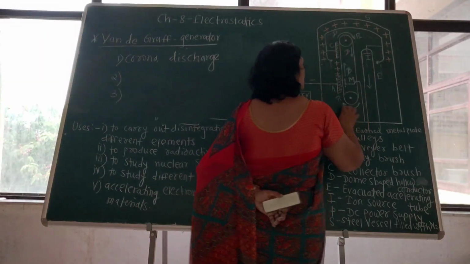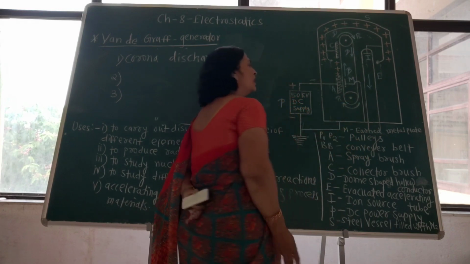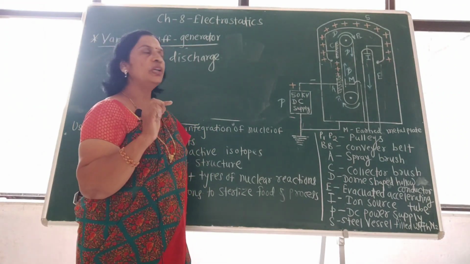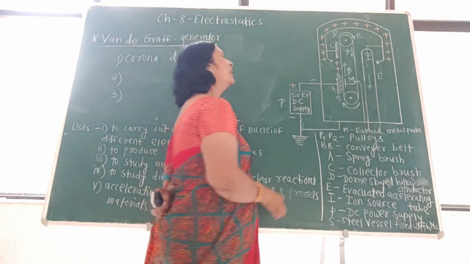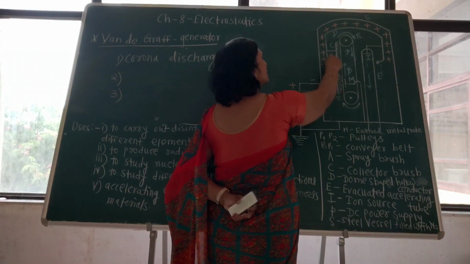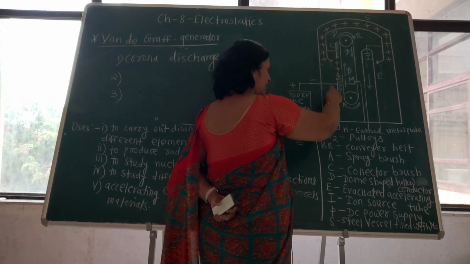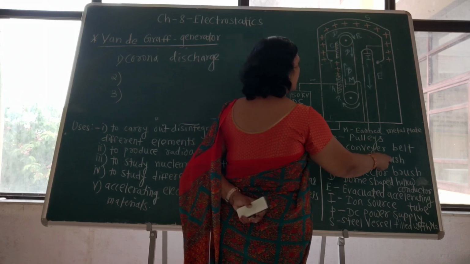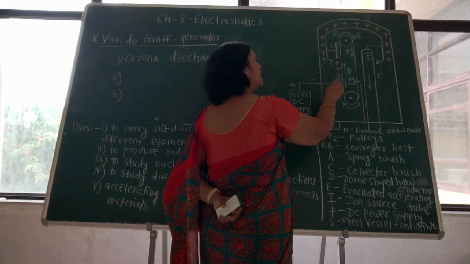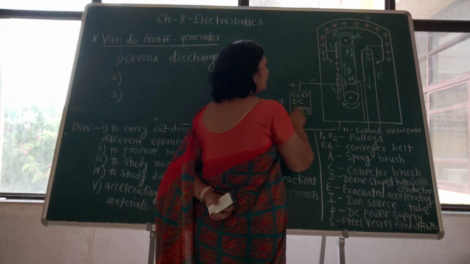This belt passes over these two pulleys, and the pulleys are started with the help of a motor, which is not shown in the figure. Then there are two combs, the first comb A and the second comb C. Comb A is also called the spray brush, and with the help of this spray brush we can spray charge on this conveyor belt.